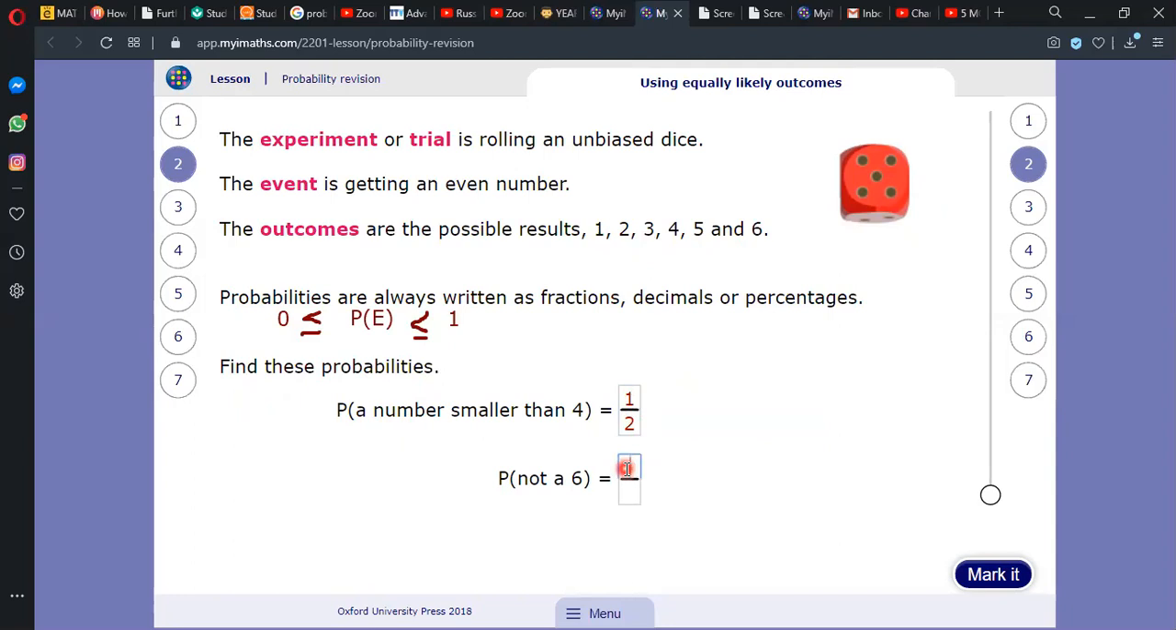Now, probability of not a 6. Well, if it is not a 6, then it has to be other numbers that are not 6, which are 1, 2, 3, 4, 5. So 5 numbers are not 6. So that will be 5 over 6.